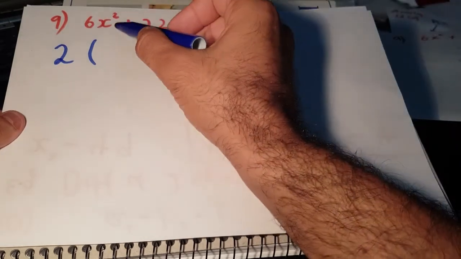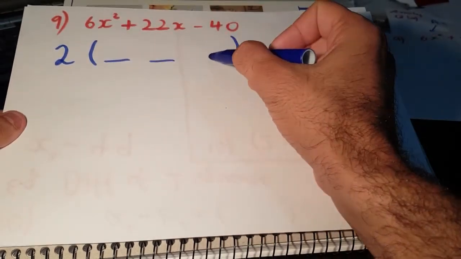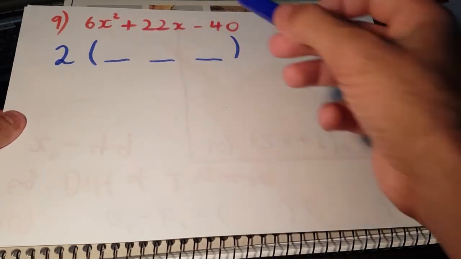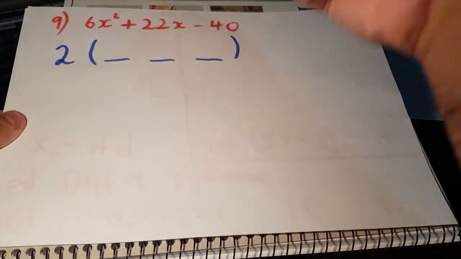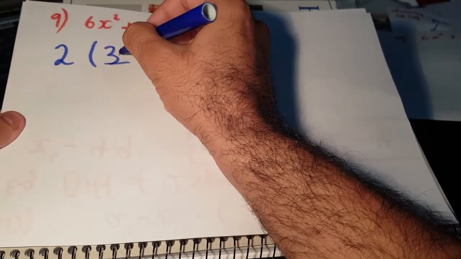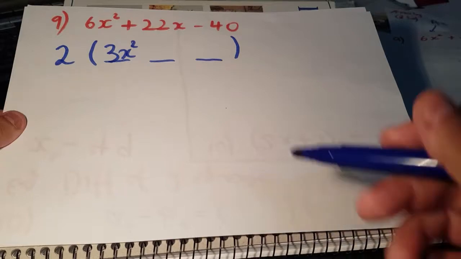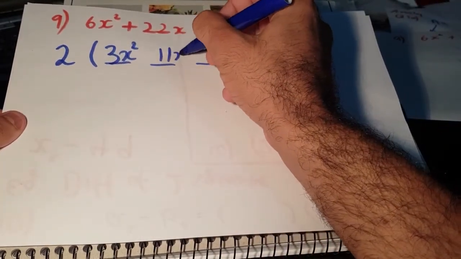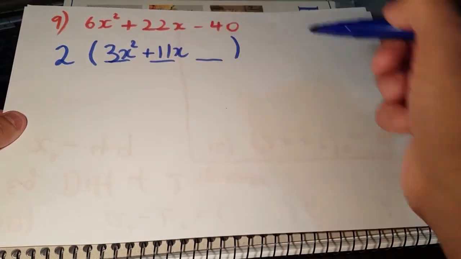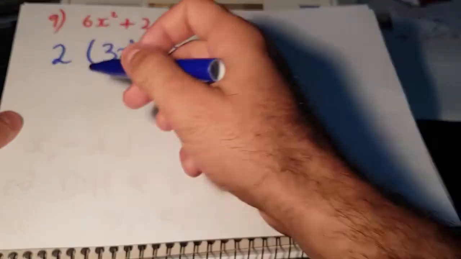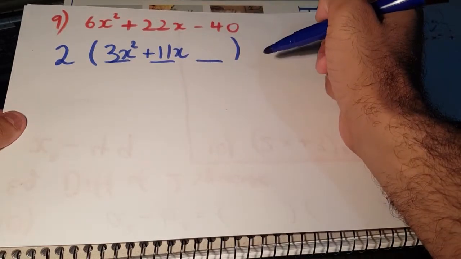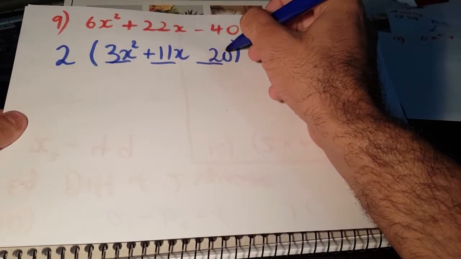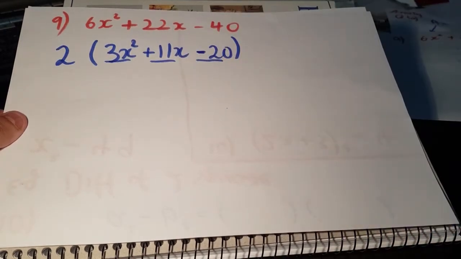So then, what are the parts that we have to fill up inside the bracket? Well, 2 times something gives us 6x squared would be 3x squared. 2 times something gives us 22x, which would be 11x. Is it a positive? It sure is. That's why we put a plus there. And 2 times something gives us negative 40? That will be 20, but because it's a negative, it's minus 20.